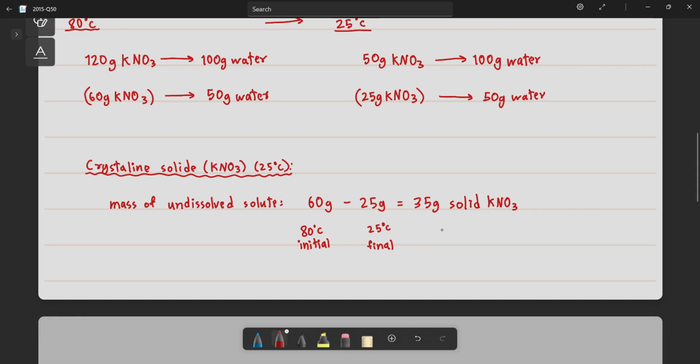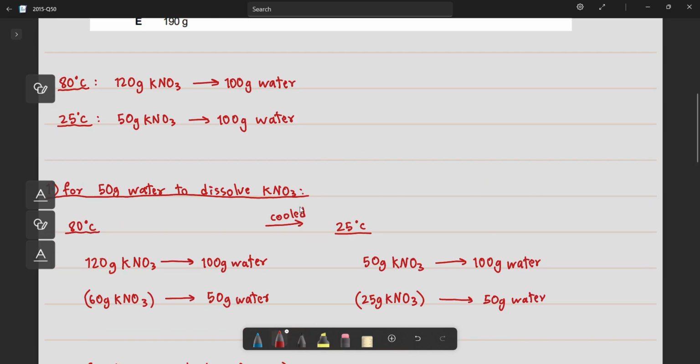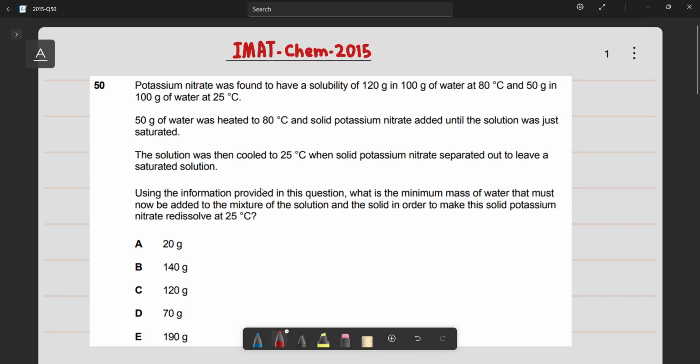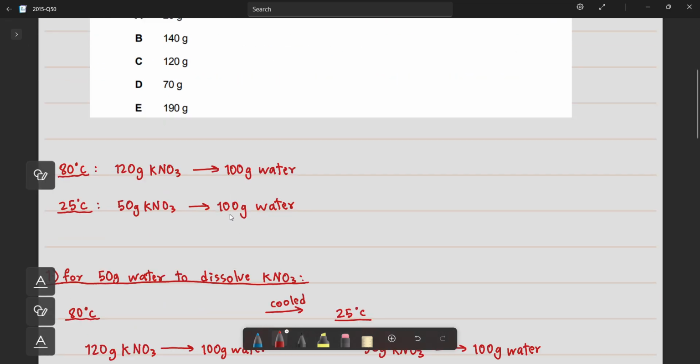And now what we have here is the undissolved solute, which is the 35 gram of solid potassium nitrate. Okay, so now the next part of the question. Using the information provided in this question, what is the minimum mass of water that must now be added to the mixture of solution and solid in order to make this solid potassium nitrate redissolved at 25 degrees Celsius?